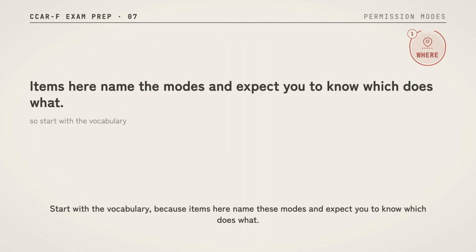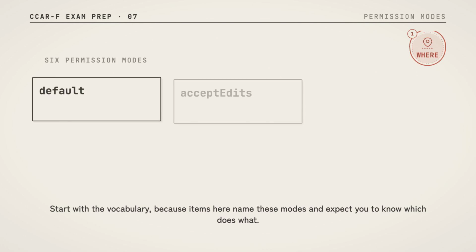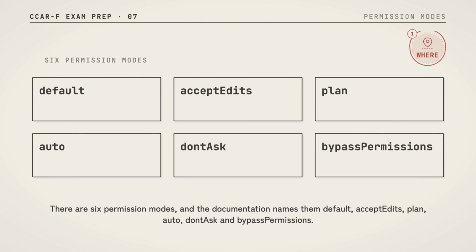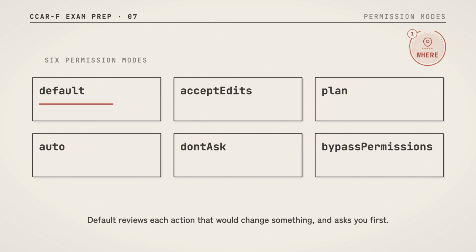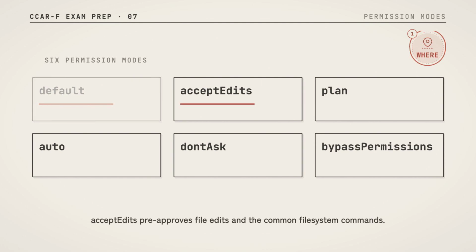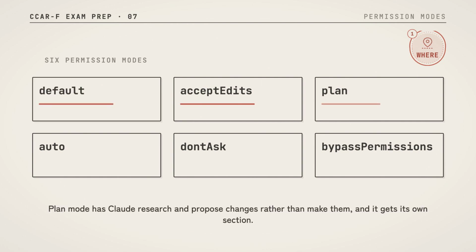Start with the vocabulary, because items here name these modes and expect you to know which does what. There are 6 permission modes, and the documentation names them default, accept edits, plan, auto, don't ask, and bypass permissions. Default reviews each action that would change something and asks you first. Accept edits pre-approves file edits and the common file system commands. Plan mode has Claude research and propose changes rather than make them, and it gets its own section.